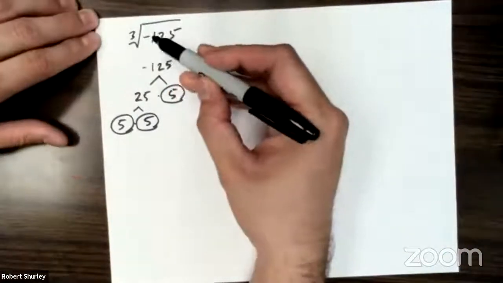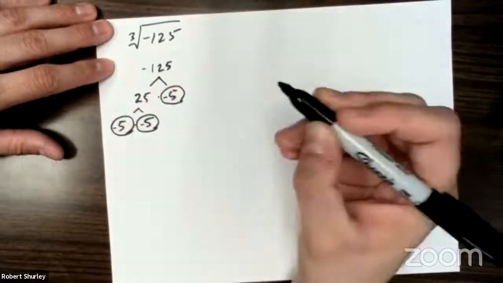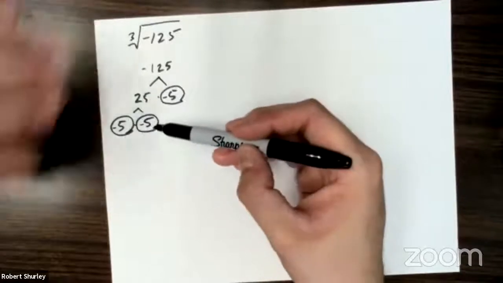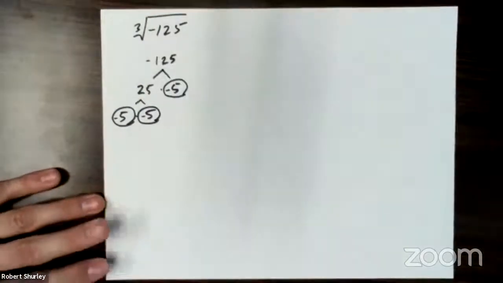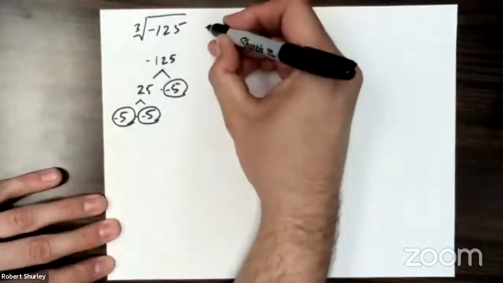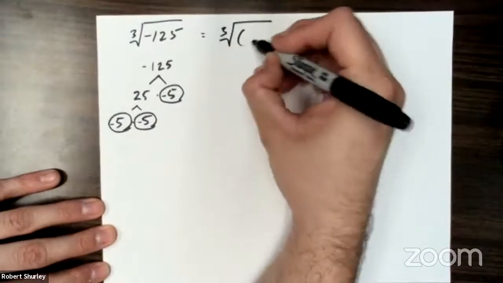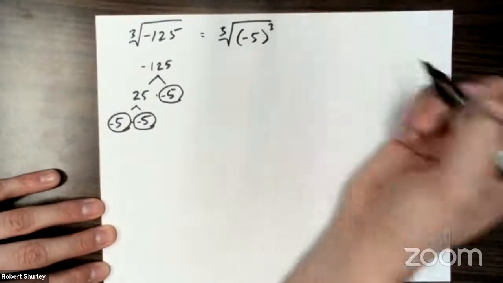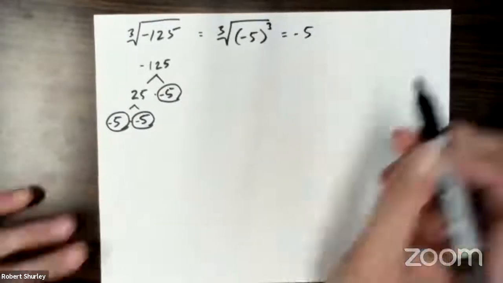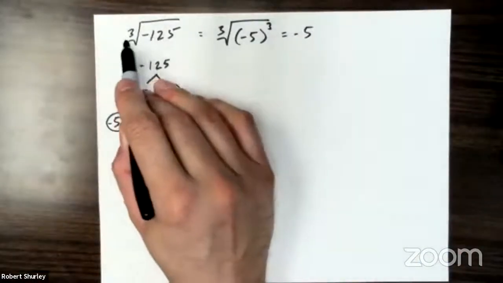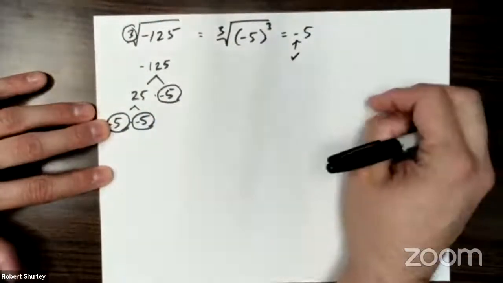But also negative 125 can have a cube root, because each one of these can be negative. Negative 5 times negative 5 times negative 5 gives me negative 125. So because it's an odd root, I could write the cube root as negative 5 cubed, and it will cancel out, and it's okay that it's negative. Odd root, not a big deal.